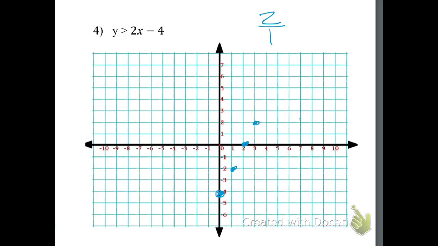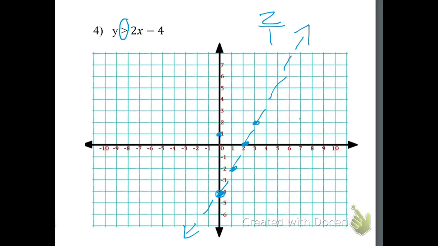Okay, and now we need to decide if we're going to do a dash or a solid line. Look at your inequality symbol. It does not have an equal to part, so since it doesn't, we just have a dashed line, which will look something like that. And put arrows on the end to show that it goes on forever. And now we need to decide which side we're going to shade. If you're not sure, you just pick a point. I'm going to pick the point this time, 0, 1.